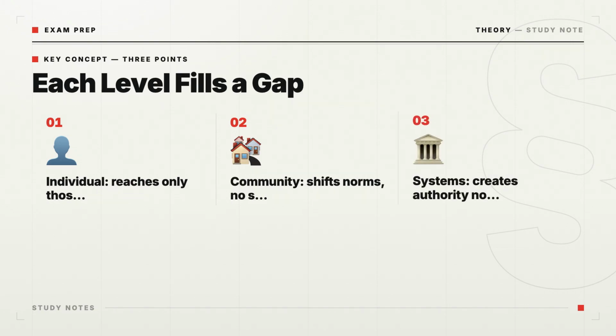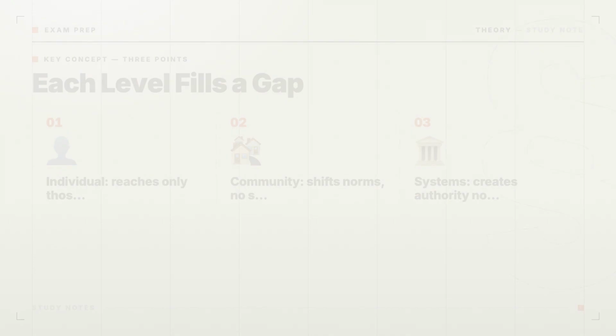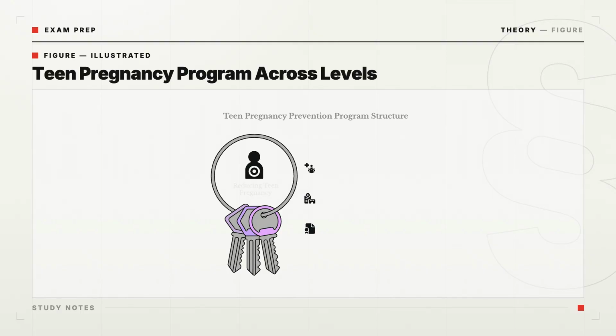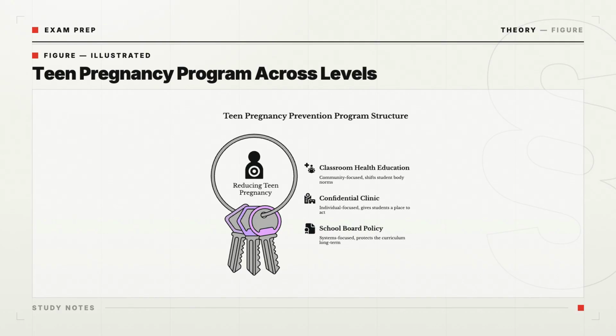And systems work creates authority nobody on the ground was prepared to use. Working at all three levels compensates for each other's gaps. Trace the teen pregnancy program through this logic.